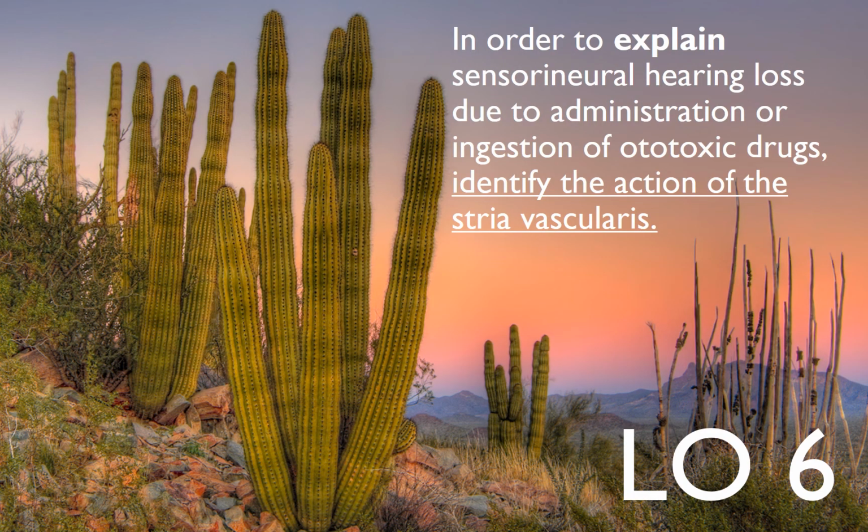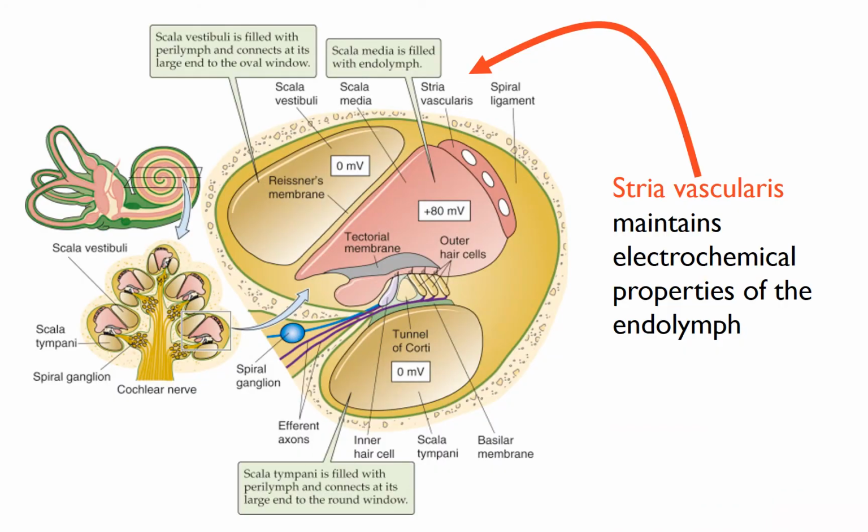Learning Objective 6 is about the stria vascularis. Now this picture is depicting the cross-section of the cochlea with the organ of Corti in the middle, the scala vestibuli in the top, the scala media in the middle, and the scala tympani in the bottom. And along the lateral edge of the scala media is a barrier called the stria vascularis. That is essentially translated to vascular layer. So this is a highly vascularized portion of the scala media, this particular edge.